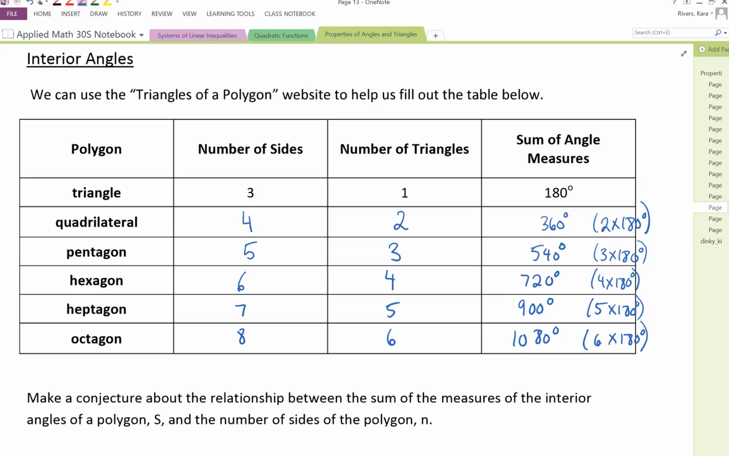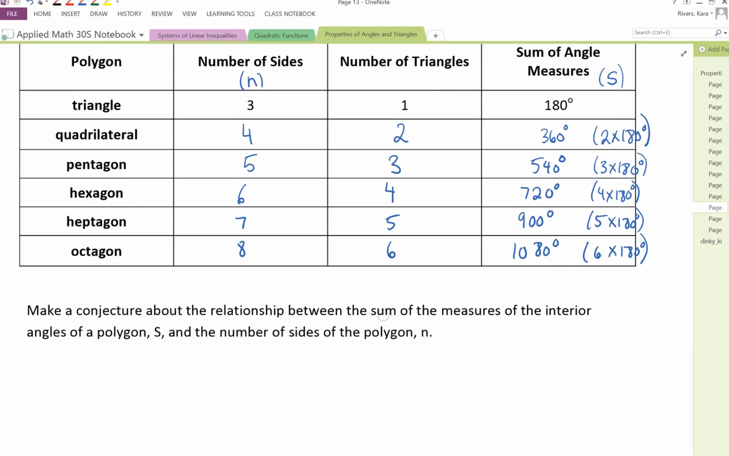So let's make a conjecture. Let's try to put this all together and write a formula that'll generalize this pattern. I'm going to use n for my number of sides, and I'm going to use s. I know s isn't great, sometimes it looks like 5, but I'm going to use s for the sum. So a conjecture is just a concluding statement about the relationship between the sum of the measures of the interior angles in a polygon and the number of sides in the polygon.